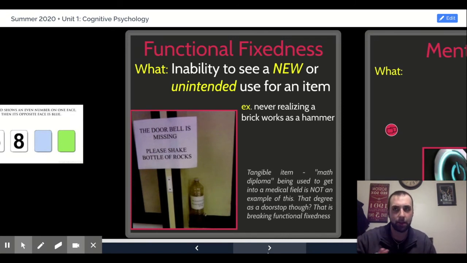Quick side note, this was only something that came up many years ago, but it has to be very tangible items. Like, for example, if you got a math degree and you told me that the individual that got the math degree failed to realize that they could probably break into the medical field with it, that's not how functional fixedness works. It's very tangible objects that you can touch and use. Not using your degree as a way to prop up your laptop, that's functional fixedness. Not utilizing your degree in a creative manner, that doesn't count.